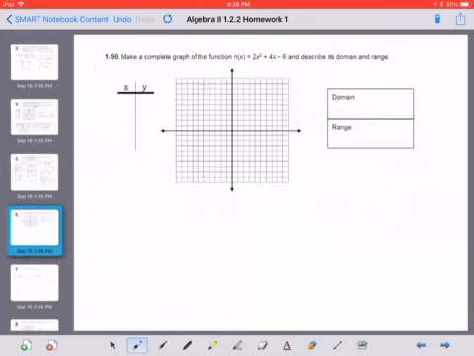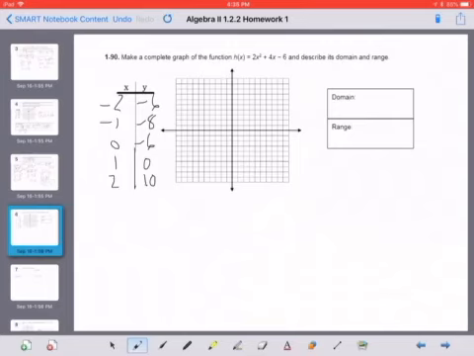Next problem, it says make a complete graph of the function 2x squared plus 4x minus 6 and describe its domain and range. So I just picked some values for x. So I picked negative 2, negative 1, 0, 1, and 2. At negative 2, it would be negative 6. At negative 1, it would be negative 8. At 0, it would be negative 6. At 1, it would be 0. And at 2, it would be 10.